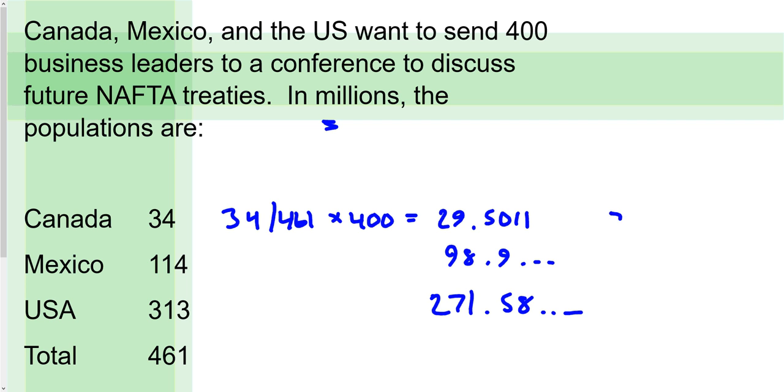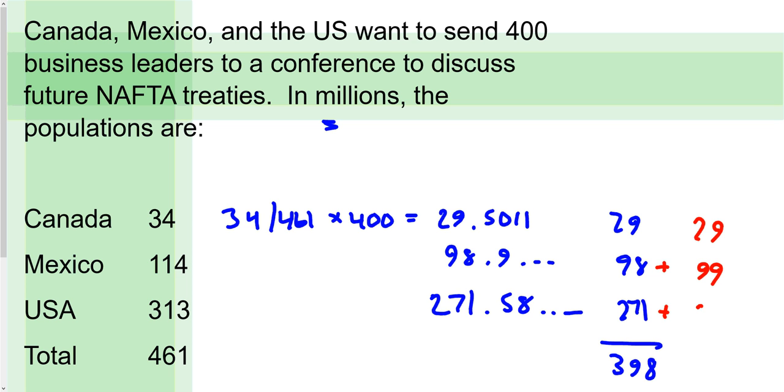If we apply Hamilton's method, we do the opposite. We round everything down, and 271, and then we add these together, and this gives us 398. So with 398, we have 2 seats left over. Well, who is going to get those extra seats? According to Hamilton, the ones with the largest decimals, and that's Mexico and the USA, giving you a final total of 29, 99, and 272, and that certainly adds up to 400.